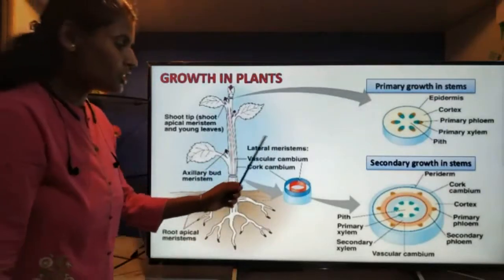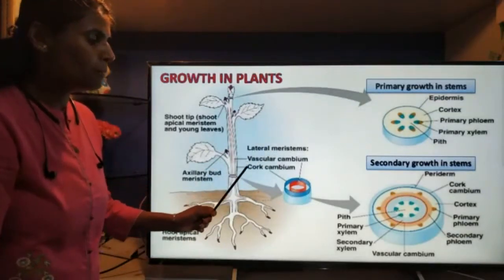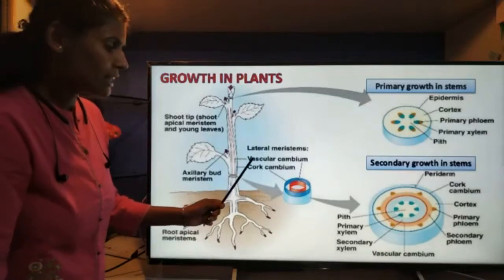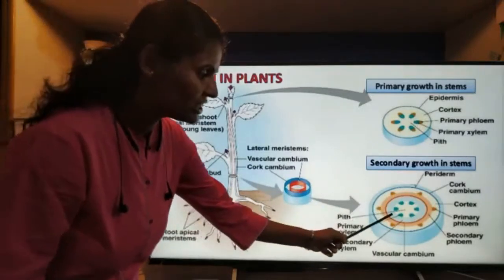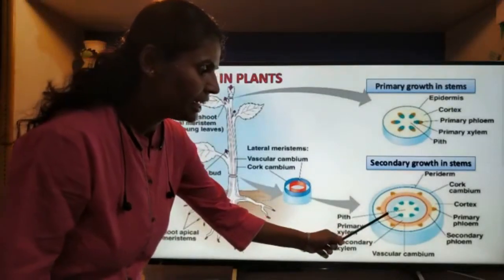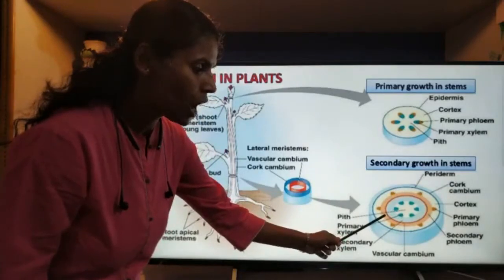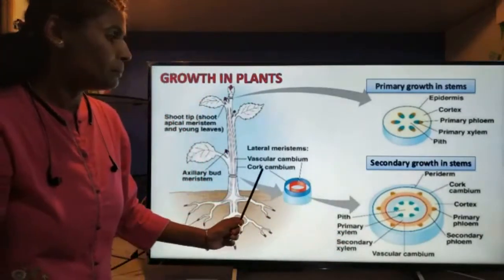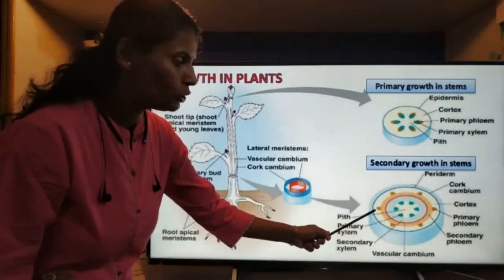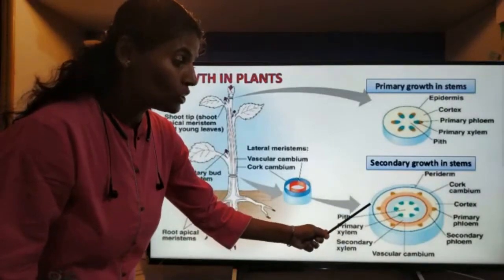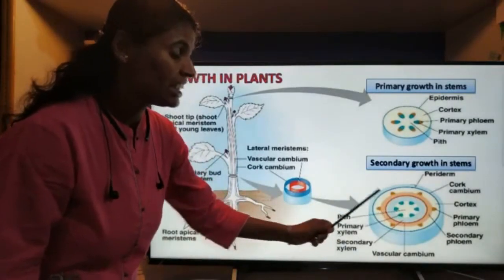The lateral meristems are of two types, vascular cambium and cork cambium. The vascular cambium is going to produce the secondary xylem towards the inside and secondary phloem towards the outside, whereas the cork cambium present in the cortex is going to produce the phellem towards the outside and phelloderm towards the inside.